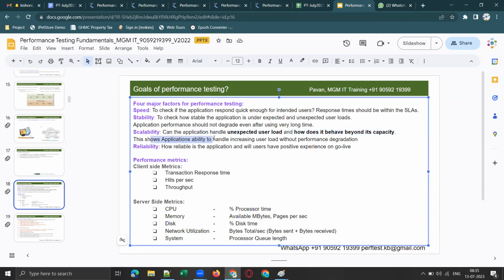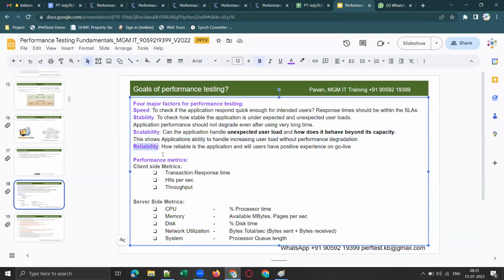So this shows the application's ability to handle increasing user load without performance degradation, right? Response times can be slightly higher, not too much, isn't it? A page which is loading in 1 or 2 seconds, it's okay if it loads in 3 or 5 seconds, but it should not take 10 seconds or 20 seconds or 30 seconds, isn't it? So that is the meaning of this.